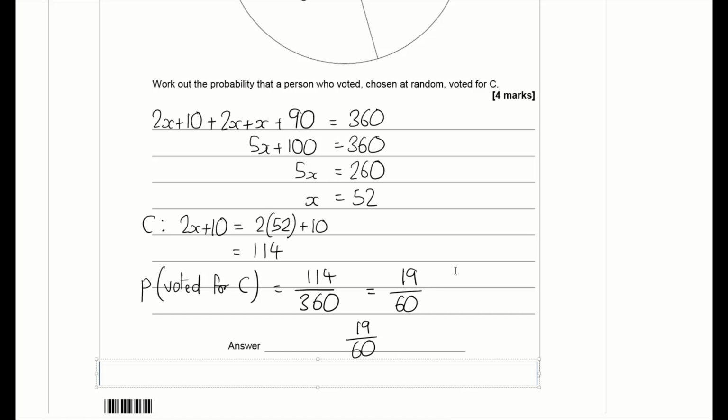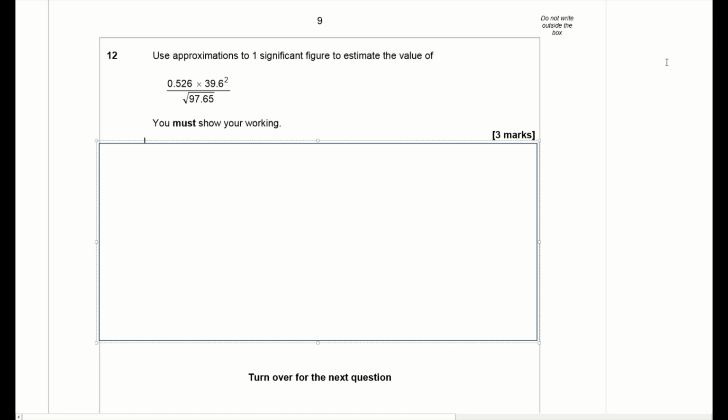Question 12. Use approximations to one significant figure to estimate the value of this. You must show your working.